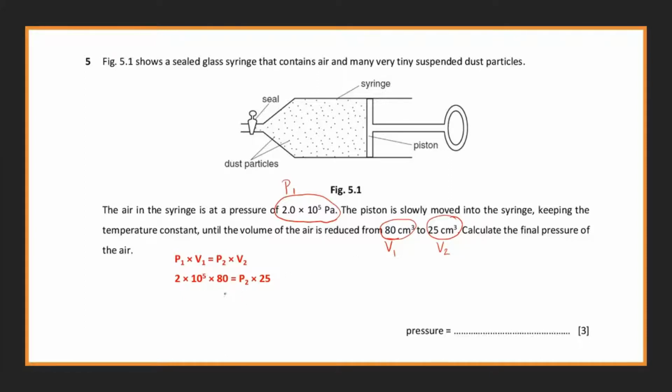2 times 80 equals 160 times 10 to the power of 5 equals P2 times 25. So P2 is 160 divided by 25. We get P2 equals 6.4 times 10 to the power of 5 Pascal. That's the answer to the question. Pressure equals 6.4 times 10 to the power of 5 Pascal.